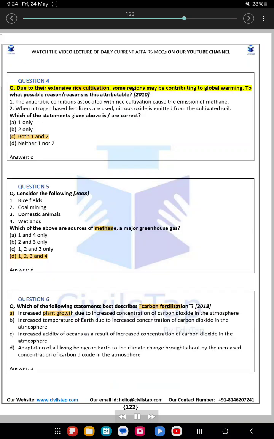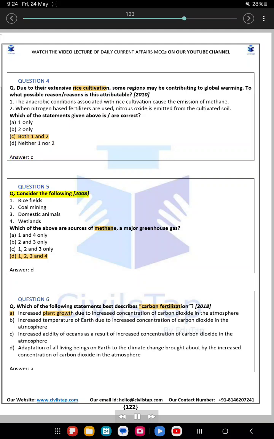Question 4. Due to the extensive rice cultivation, some regions may be contributing to global warming. To what possible reasons is this attributable? 2010. 1. The anaerobic conditions associated with rice cultivation cause the emission of methane. 2. When nitrogen-based fertilizers are used, nitrous oxide is emitted from the cultivated soil. Which of the statements given above are correct? A. 1 only. B. 2 only. C. Both 1 and 2. D. Neither 1 nor 2. Answer C.